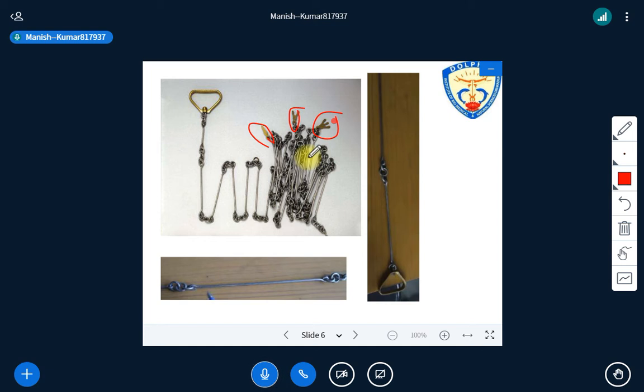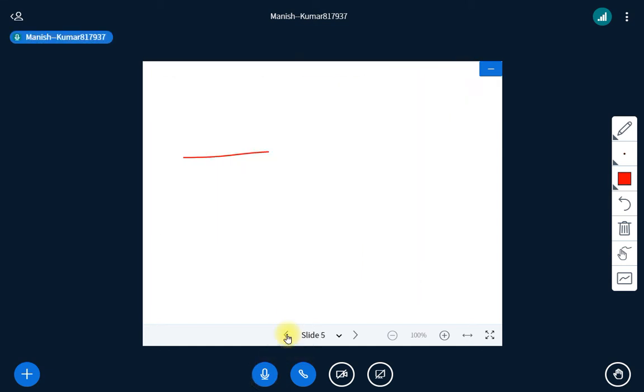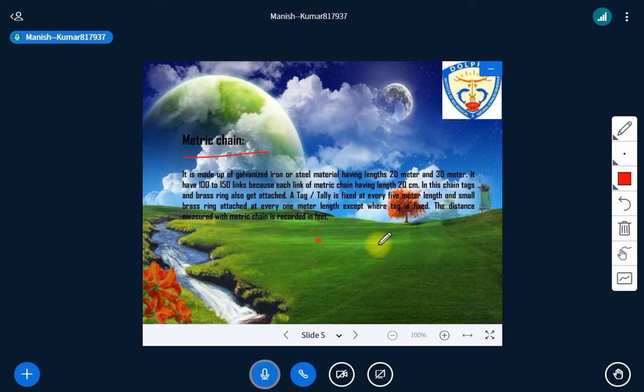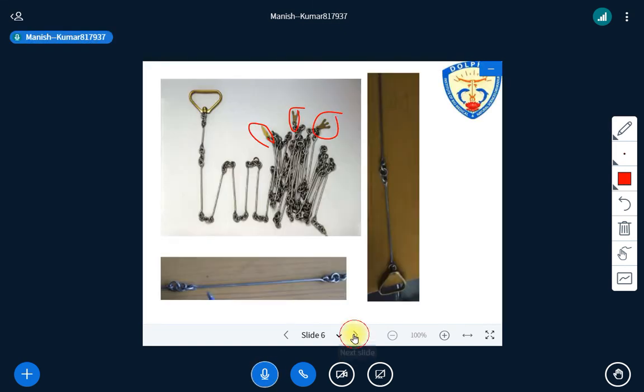Have you got this? All this information is written over here, because it is fact, so I have written it here properly. When you are using this metric chain, you are supposed to get the measurement in meters, but when you record it, it should be recorded in feet. You obviously get lengths of 5 meters, 10 meters, 20 meters, but in the record book it should be in feet. Keep this in mind.